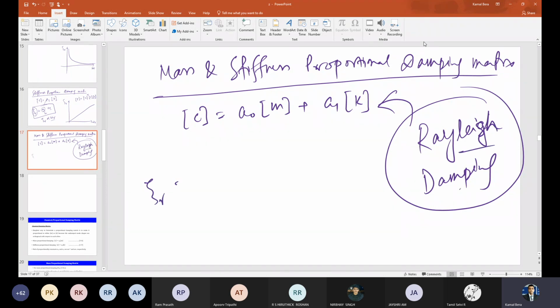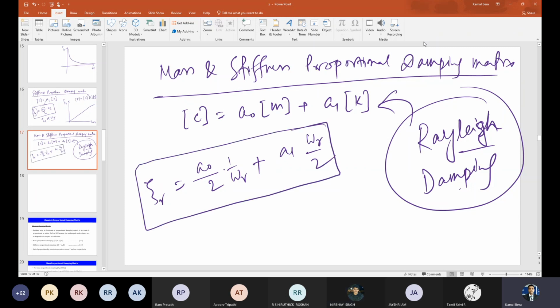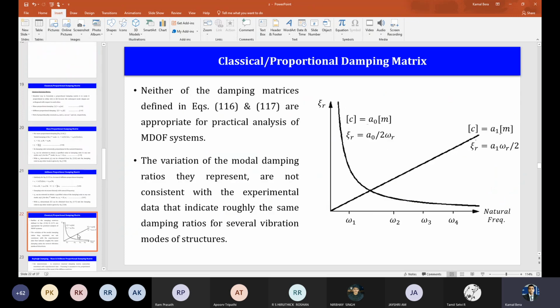Now quickly tell me what is zeta R? A0 by 2 omega R plus A1 into omega R by 2. Correct. Anybody has doubt with this? And this actually represents our physics, more or less accurately, the physical experiments that we have conducted actually.